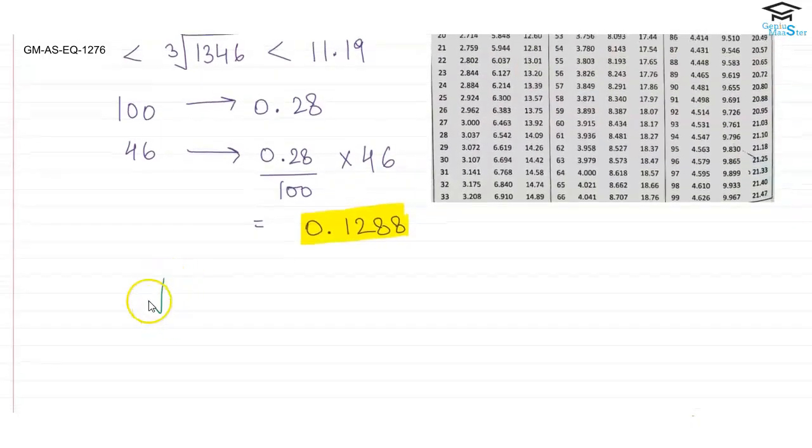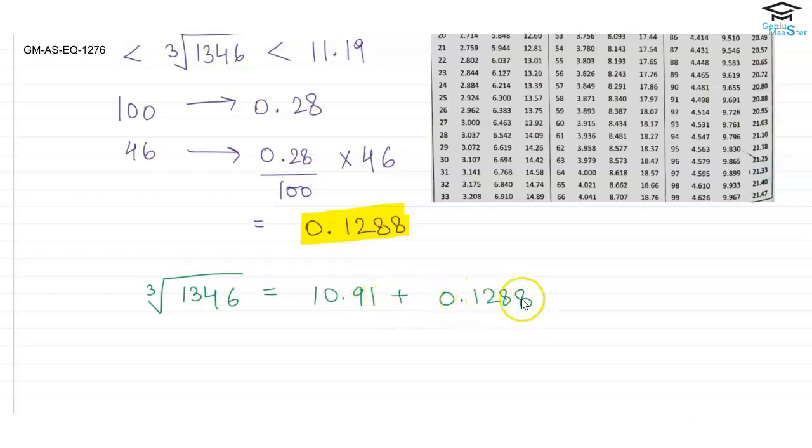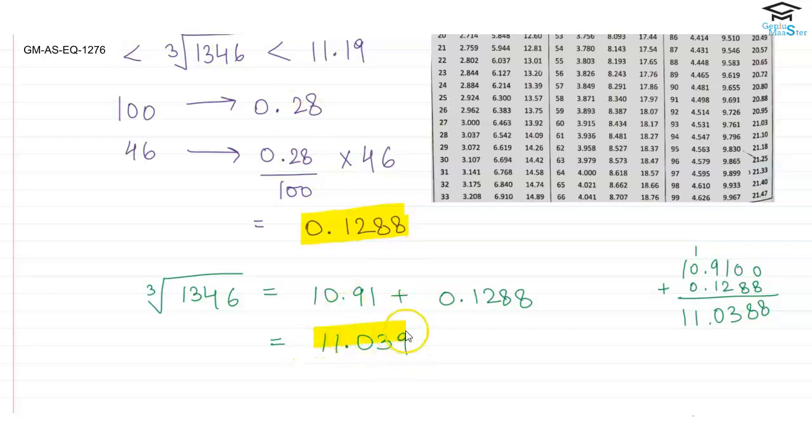So now we can say that cube root of 1346 is equal to 10.91 plus 0.1288. So 10.91 plus 0.1288 will be 11.0388, which is approximately 11.039. So this is our cube root of 1346.